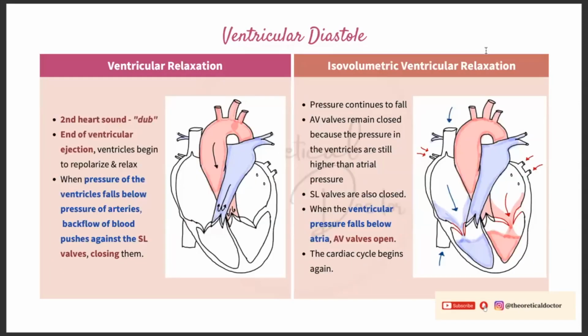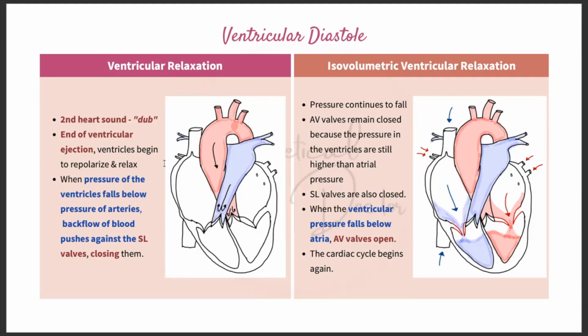Now we move on to the last part, which is ventricular diastole. Diastole means relaxation. Over here, relaxation of that particular area occurs, which in this case would be the ventricles. The ventricular diastole can be further divided into the ventricular relaxation phase and the isovolumetric ventricular relaxation phase. In the ventricular relaxation phase, the second heart sound, dub, is heard. It represents the end of ventricular ejection.